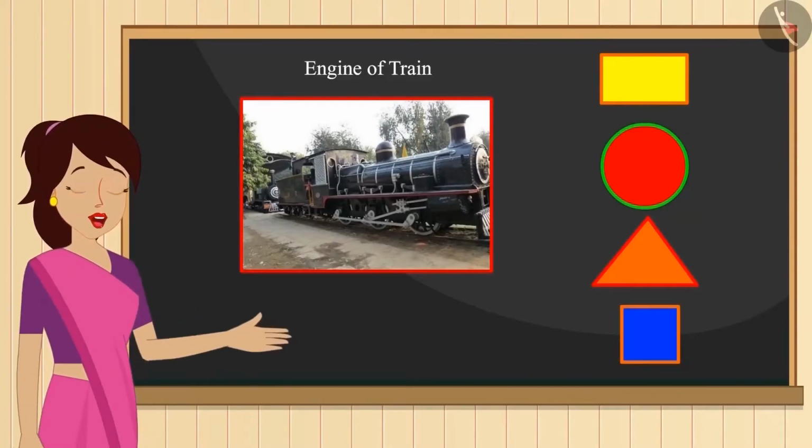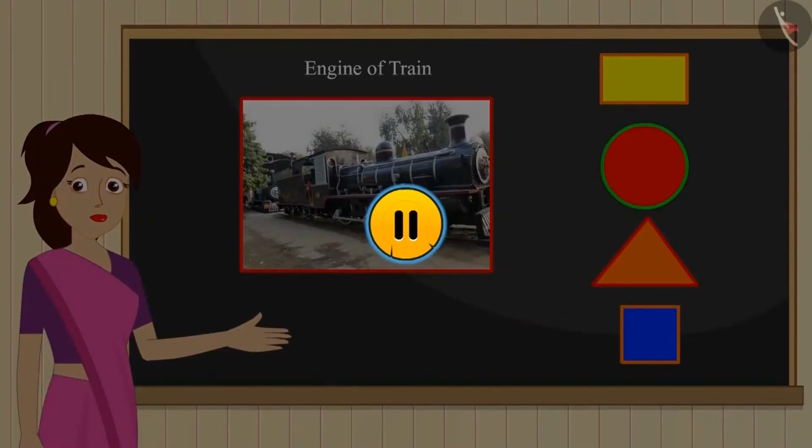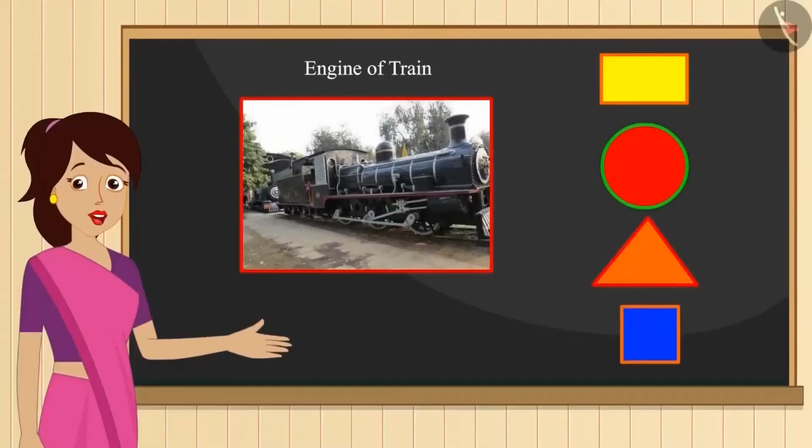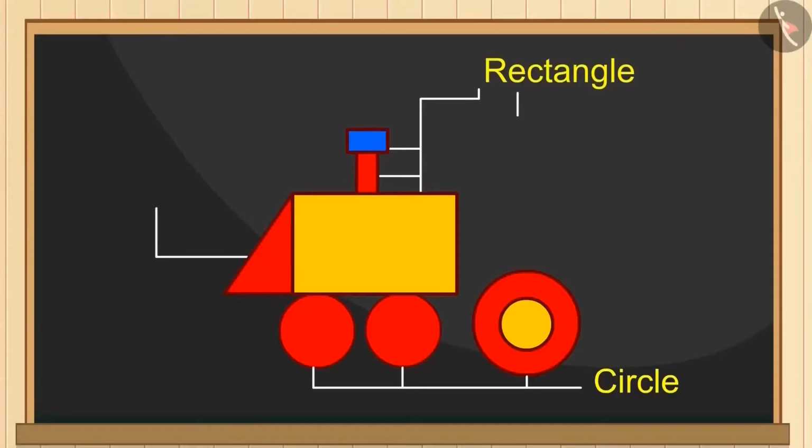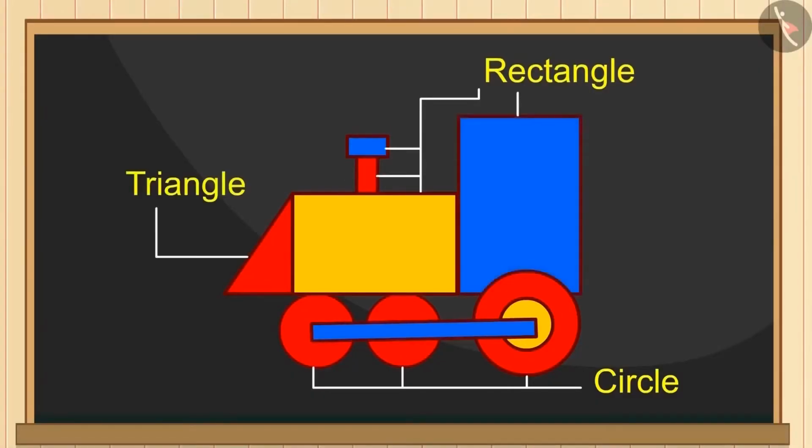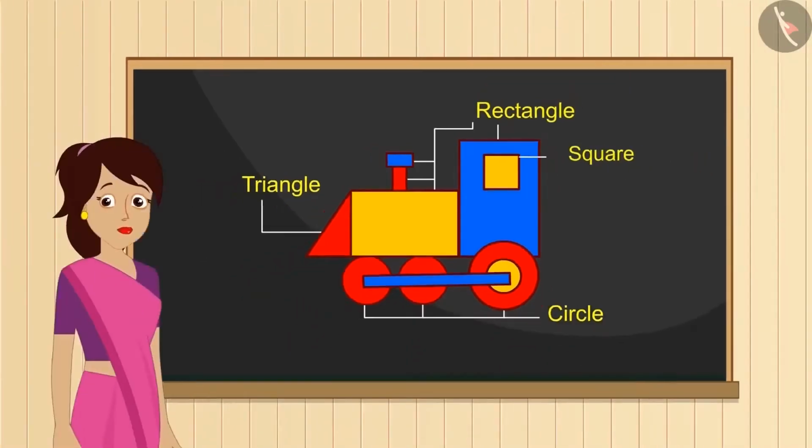If you want, then you can pause the video over here and think. See this. Its wheels are like a circle and its chimney is made of 2 rectangles. Rectangle to draw the whole engine and 1 window in the shape of a square.